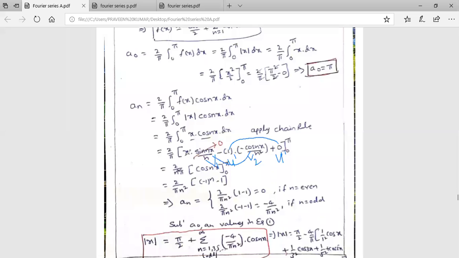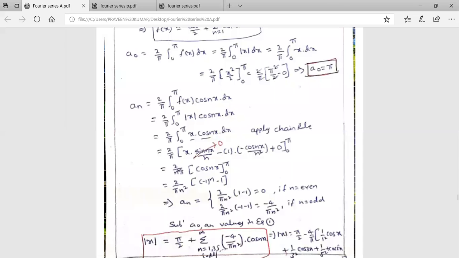So therefore we are stopping this process like u dash, u double dash. So this is v1, v2 and so on. So this all u vanishes, so therefore we stop the process and the limits are 0 to pi.